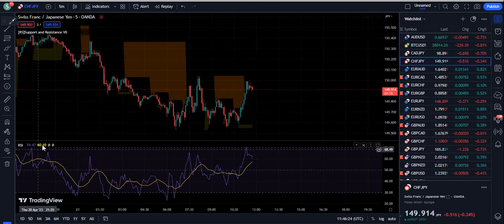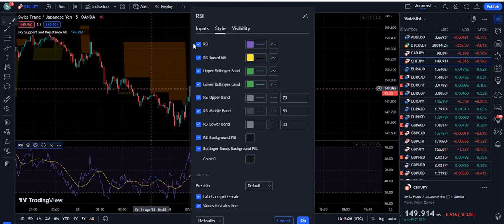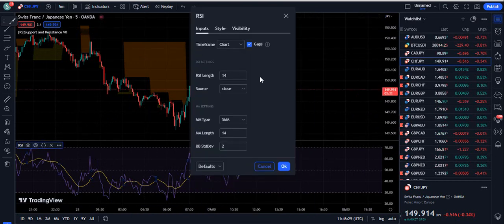Now let's talk about the settings. If we go to the settings, then to the input section, the RSI length is 14, and the MA length is 14 into 2. Just keep this video in your mind. Maybe it will help you in future, and you will realize this concept and remember that FX Mentor told you this thing.